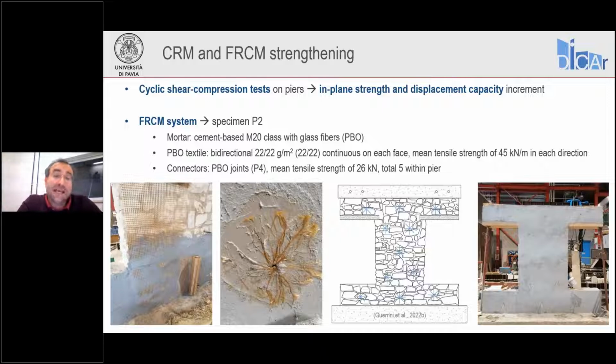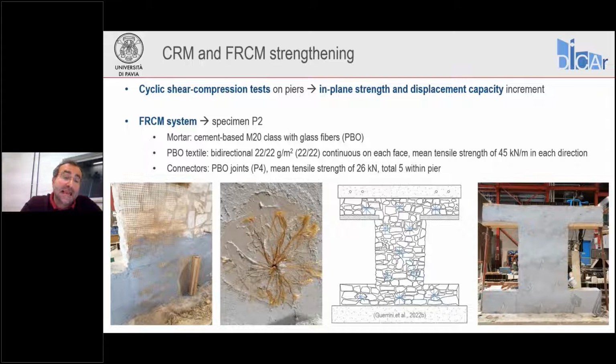In the case of the FRCM, which was applied to specimen P2, we used a cement-based M20 class mortar reinforced with glass fibers, and we adopted the bidirectional textile, which had a weight of 22 grams per square meter of PBO, which is a synthetic fiber, in each direction. And in this case, the connectors were also made of PBO, as shown here in the figure.